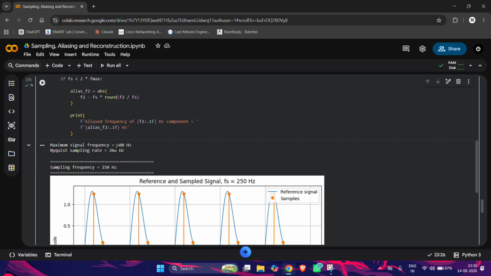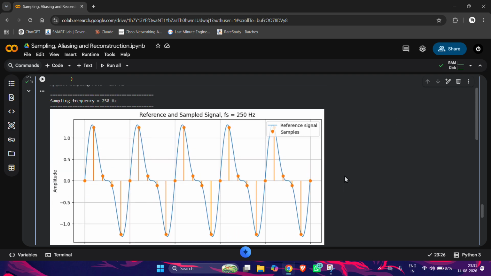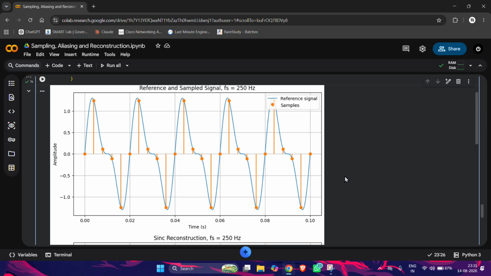Without further wasting any more time, let's move on to our case 1, that is 250 hertz as our sampling frequency. Since 250 hertz is greater than the Nyquist rate of 200 hertz, the sampling theorem is satisfied. In this graph, the smooth curve represents the original signal and the individual points represent the samples. Since the sampling frequency is sufficiently high, the samples contain enough information about the original signal.